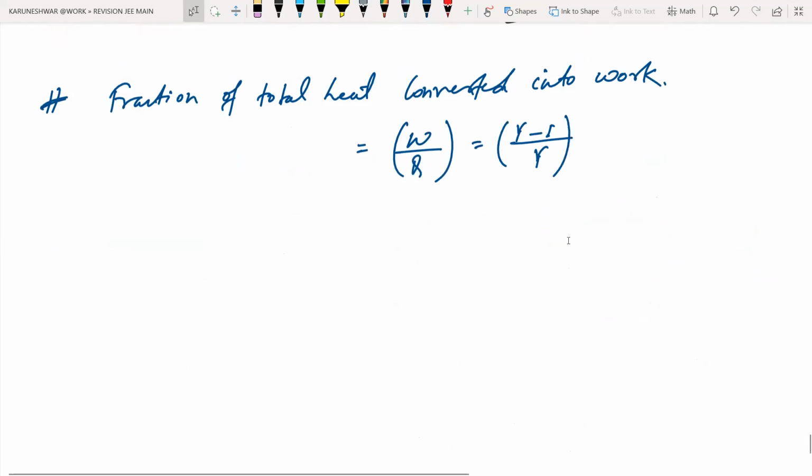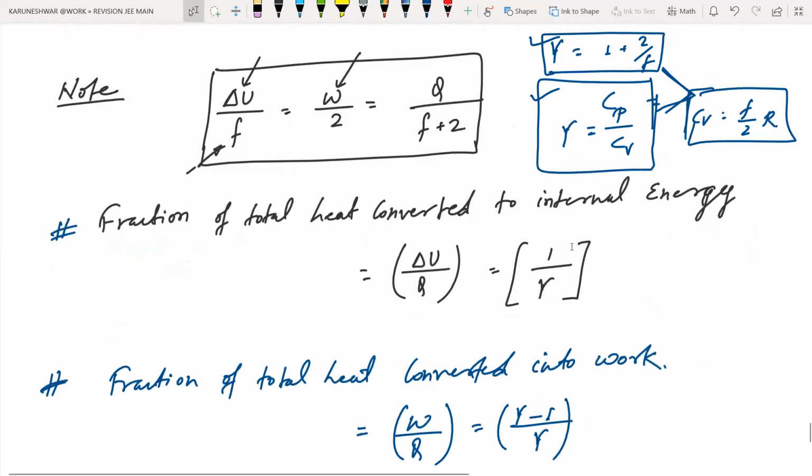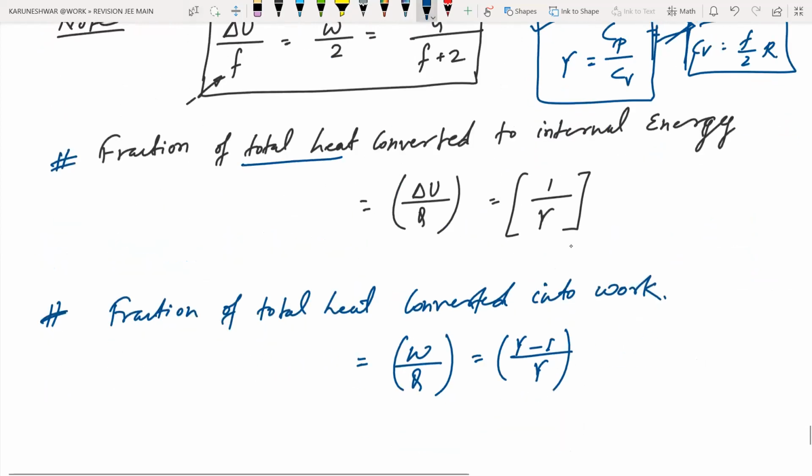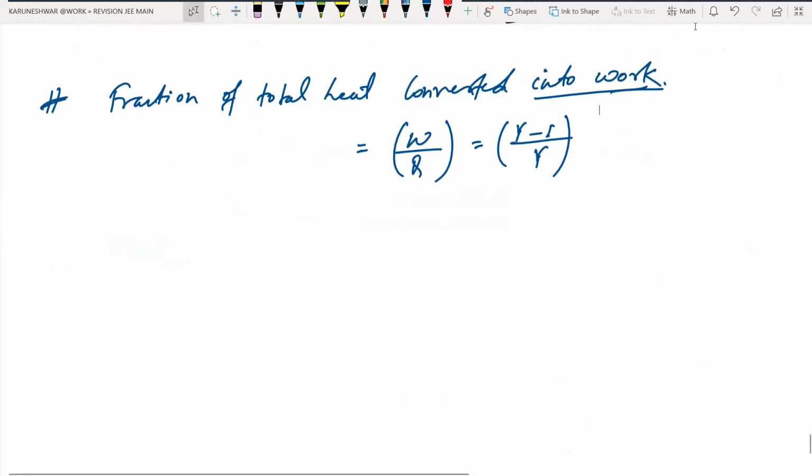So these are the two questions which can be asked. Sometimes they ask what fraction of the total heat we are providing to the gas is getting converted into internal energy, or getting converted into work. These are the two things you need to remember in terms of gamma.